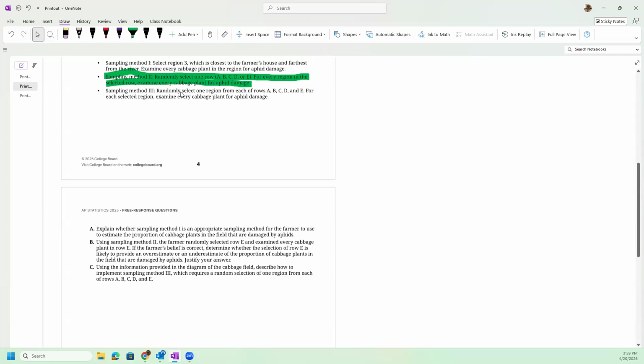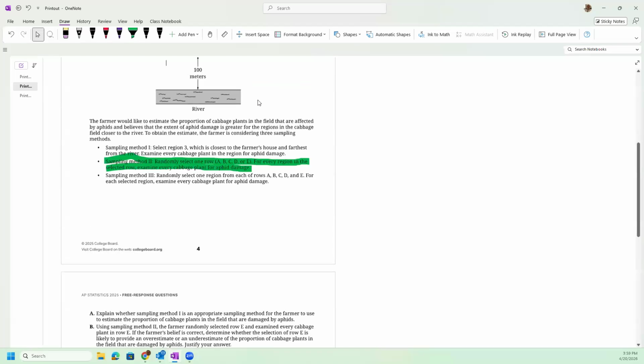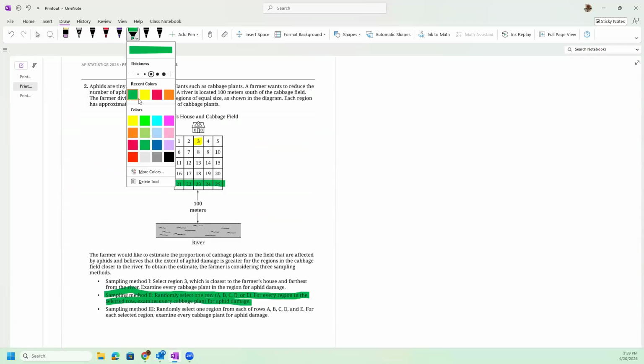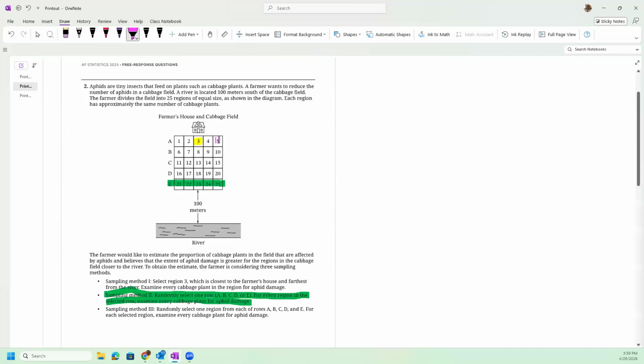So, sampling method 3 is randomly select one region from each of the rows A, B, C, D, and E. For each selected region, examine every cabbage plant for aphid damage. So basically what this is saying is we're going to randomly select one region from every row. So I might randomly pick 5, and then 9, and then maybe I get 15, then 17, and then 24. Okay.